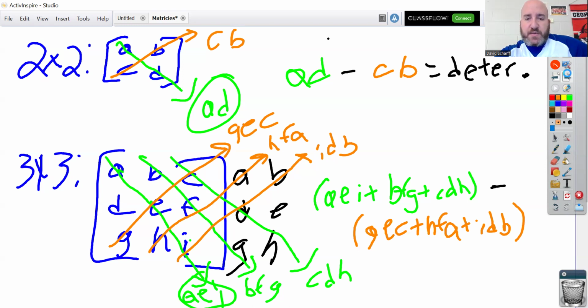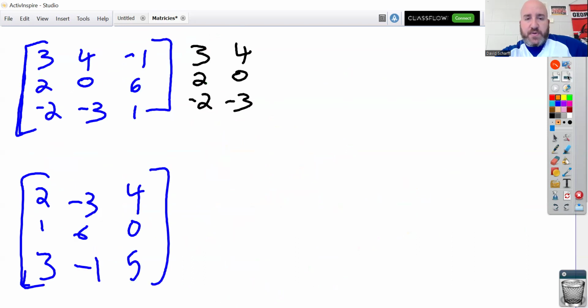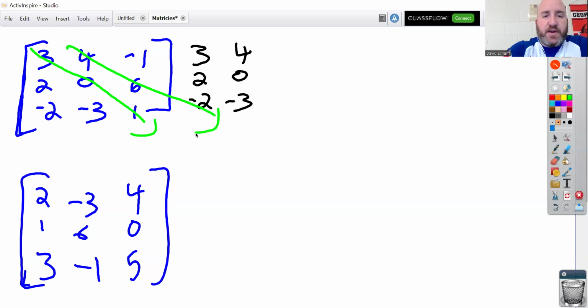So let's dive into an example for this. Again, hopefully once we see the numbers, it'll be a little easier. This first one, I already rewrote the first 2 rows over here. You can clearly see that. So I'm going to make diagonal here, diagonal here, diagonal here.